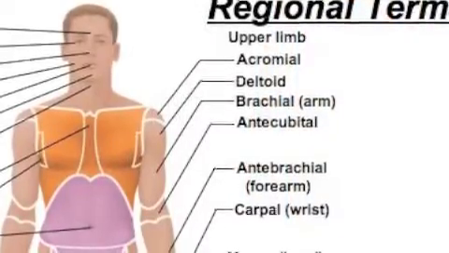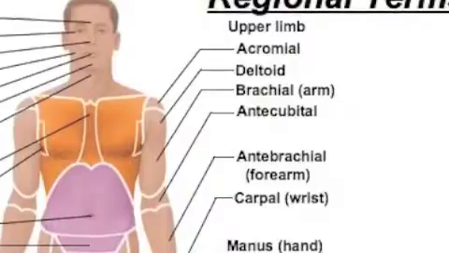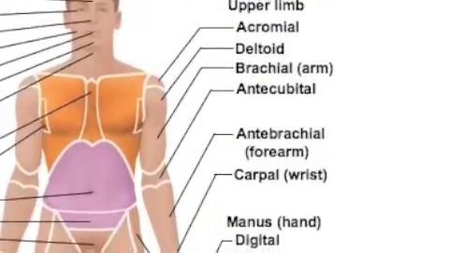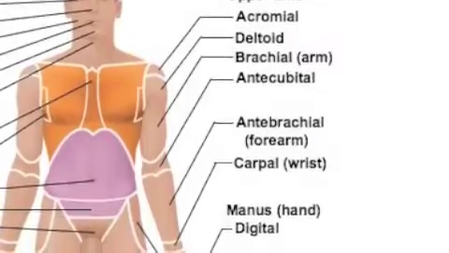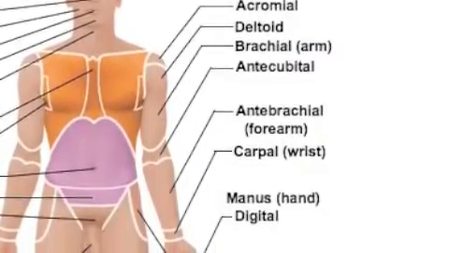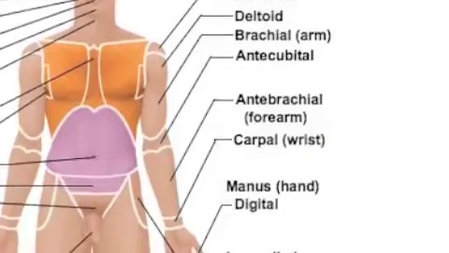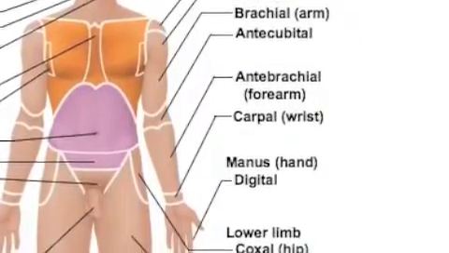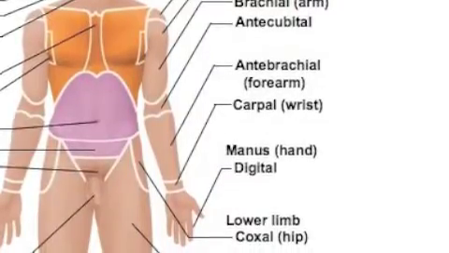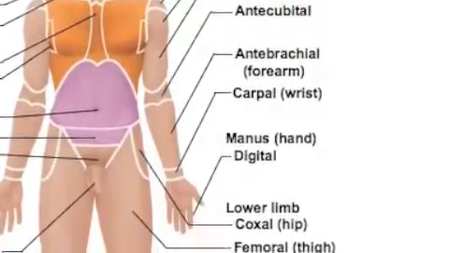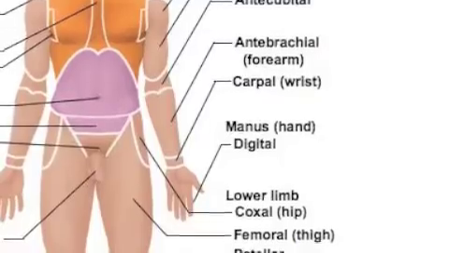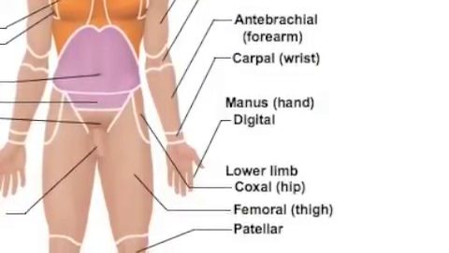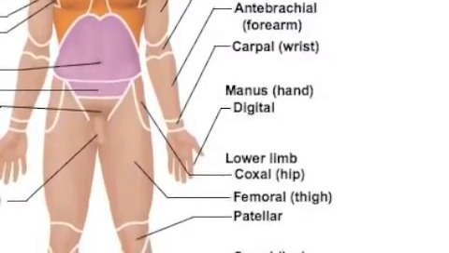When we go to the right side, we're looking at the upper limb there. The acromial is the tip of the shoulder. The deltoid is the highest part of the upper arm. And as we move a little bit towards the elbow, we then call it brachial. Antecubital refers to the front of the elbow, and antebrachial refers to the forearm. Carpal means wrist. Manus, hand. And digital or digit means finger.